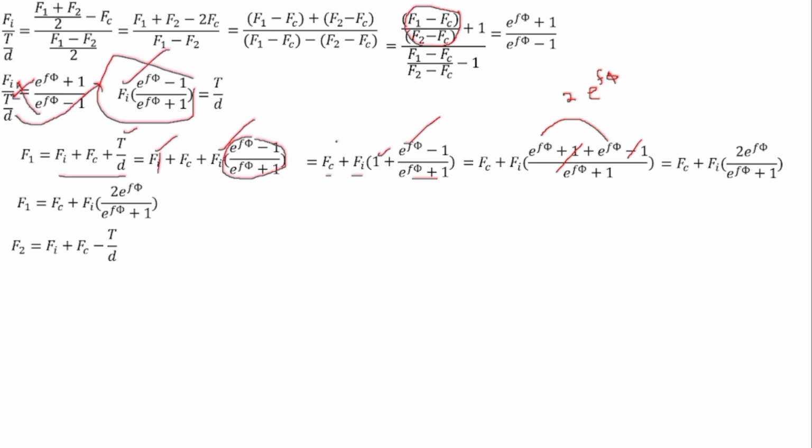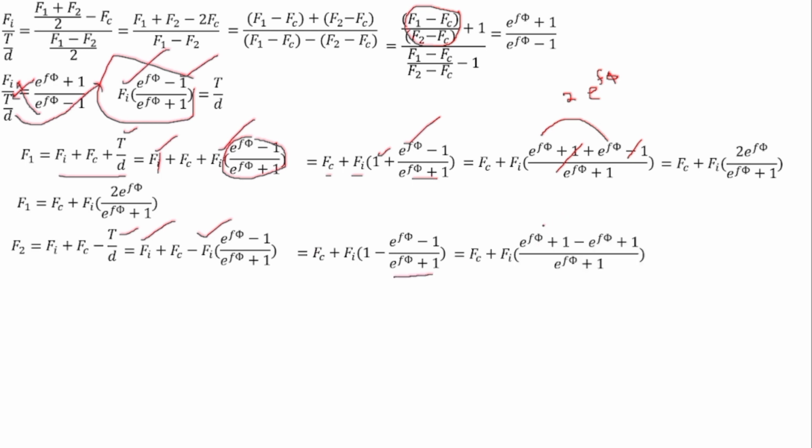So instead of this T by D, you can put this. After putting this, now you can take common Fi from these two. So you will get this. After that, take LCM for it. You will get this. Now this and this will get cancelled out with each other, and 1 plus 1 will give you 2. So you will get this equation. So f2 is equal to this.